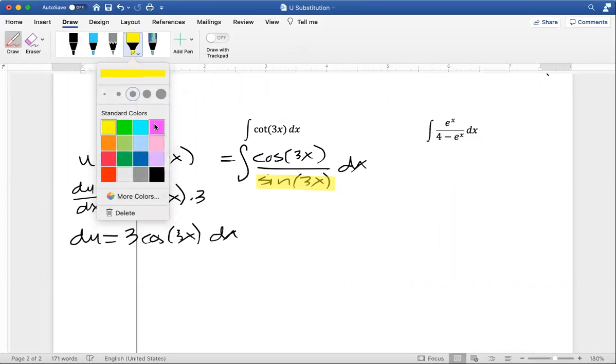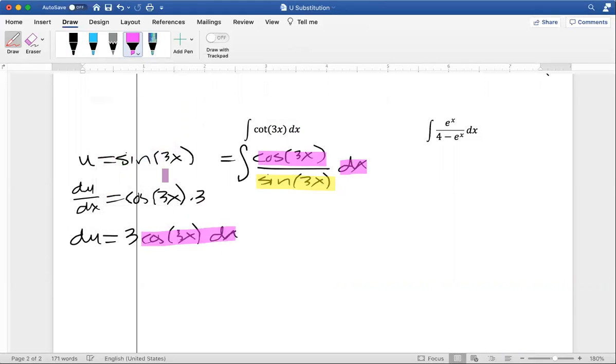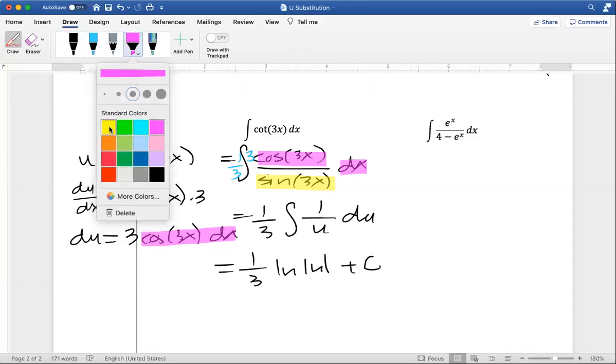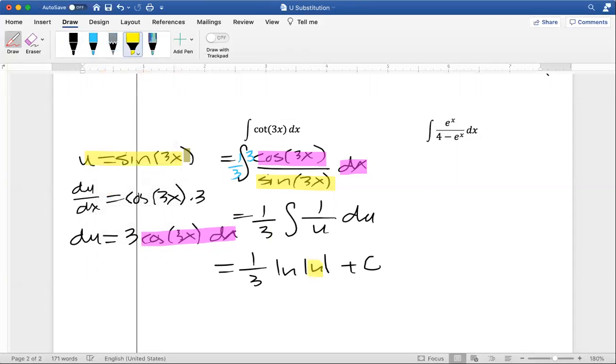I have almost exactly what I need over here. I have cosine 3x dx, so I'm missing that 3. Remember, if I put a 3 here, I need to put a 1/3 in the front. So I can rewrite this as 1/3 integral of 1 over u du. Again, you can do the solving stuff if you'd rather. Okay, the integral of 1 over u is natural log absolute value of u. I started with x's, so I want to end with x's. So I'm going to replace this u with sine 3x. So I have 1/3 natural log absolute value sine 3x plus c.